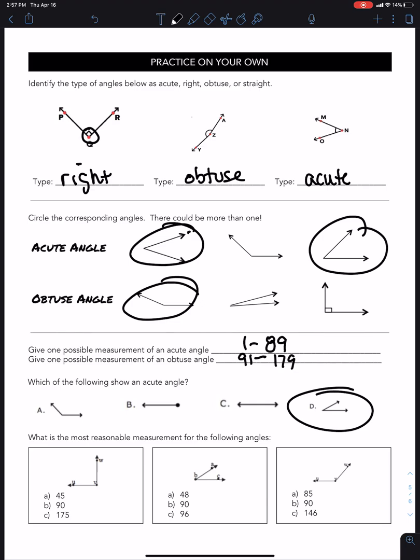And then which is the most reasonable measurement for the following angles? For this first one, this looks like a right angle, so it's going to be 90. This one looks smaller than a right angle, so it's going to be A, 48. And for this one, it looks larger than a right angle, so that means it's going to be C, 146.